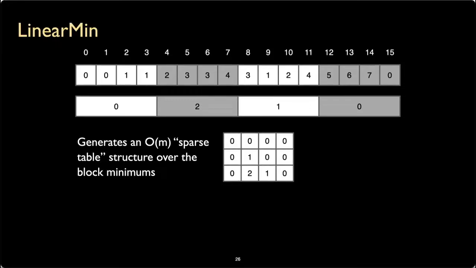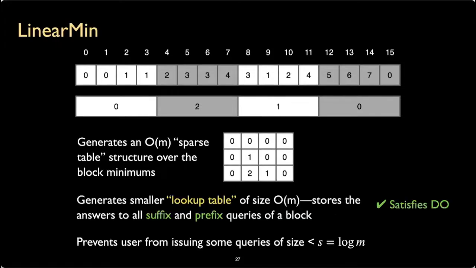To solve this challenge, we modify the scheme in such a way that we instead use a different lookup table encoding that stores the answers to all suffix and prefix queries of a block. As we show in our paper, this encoding satisfies the data oblivious definition while still preserving linear space storage overhead, though it does prevent the user from issuing subqueries of size smaller than log m. However, as we show in our paper, there are some ways to get around this, and we invite the readers to look at our paper for closer details.